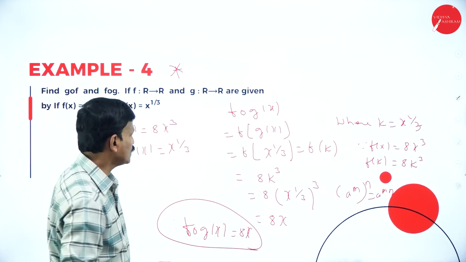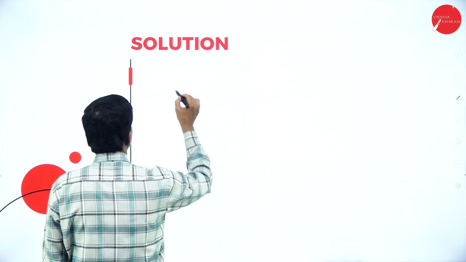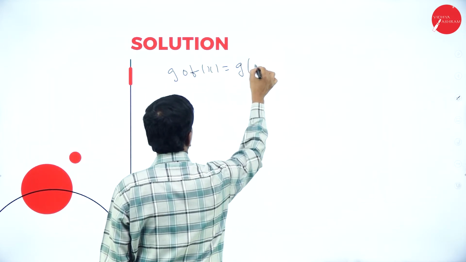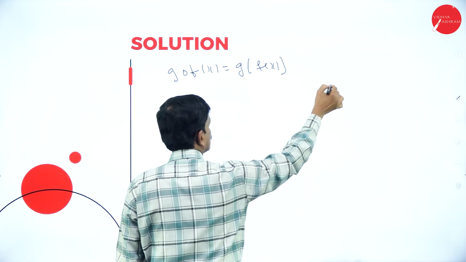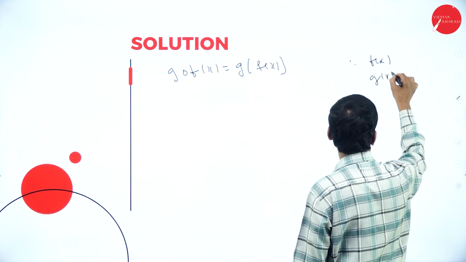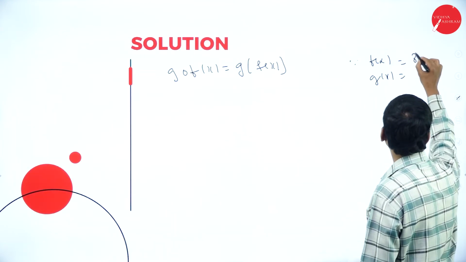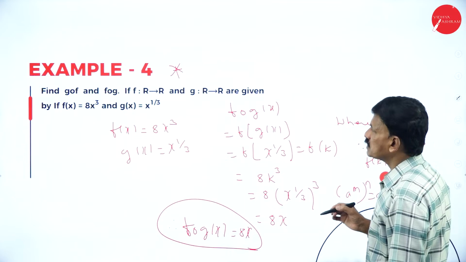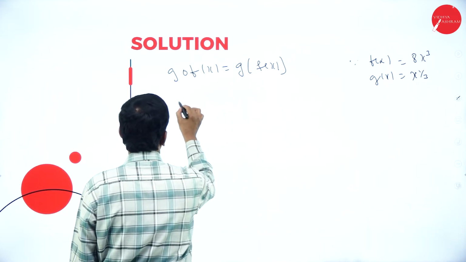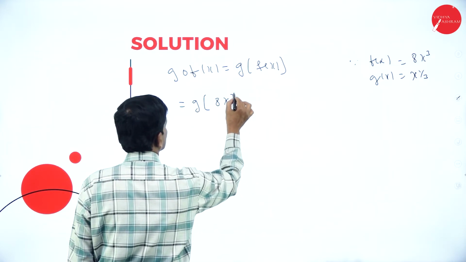Now on the other hand, to find the second part, what is to find? g naught f. g naught f of x is equal to g of f of x. Now we know what is given, f of x and g of x are given. What is f of x and g of x? f of x is equal to 8x cube. And what is g of x? x to the power of 1 by 3. These are the given values. Now this is equal to g of, what is f of x? f of x is 8x cube.